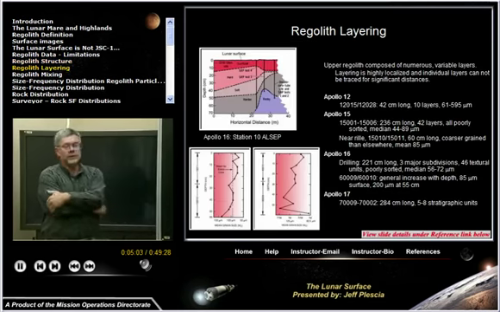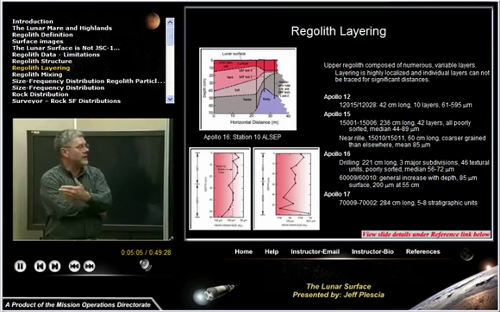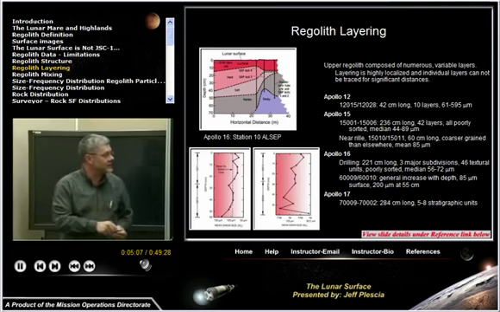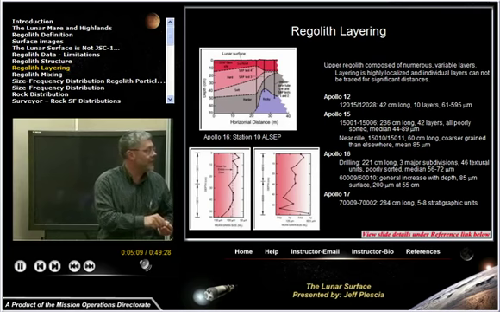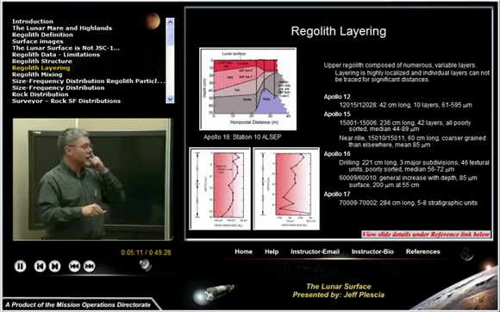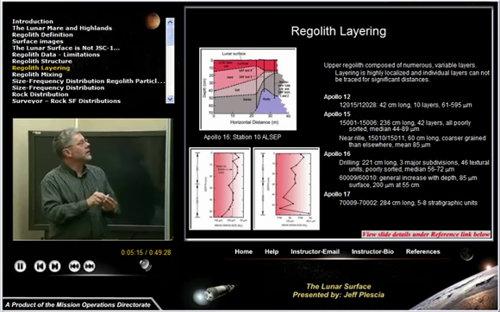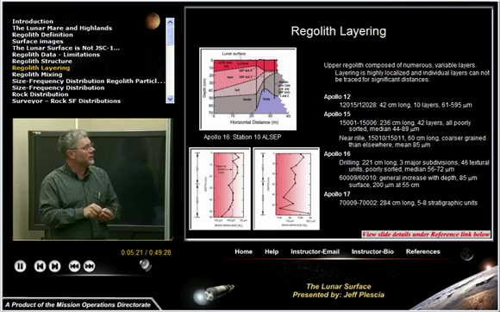There is layering. When you look at the Apollo cores, there's a variety of layers that were observed in them. In many cases, there's quite a few layers, 10, 40, 50 layers of different kinds of units that are all relatively thin, a centimeter or so. This is one cross-section at the Apollo 16 site where people have tried to map some of the layering from the drill cores and the self-recording penetrometer data.